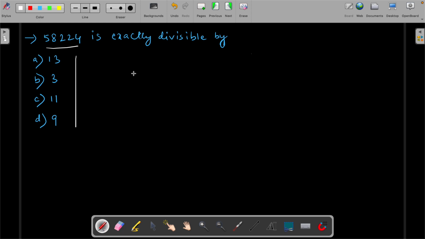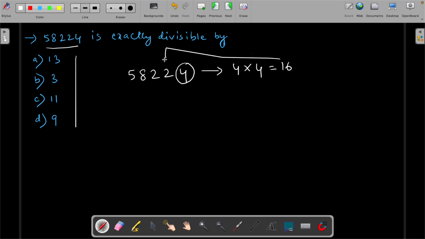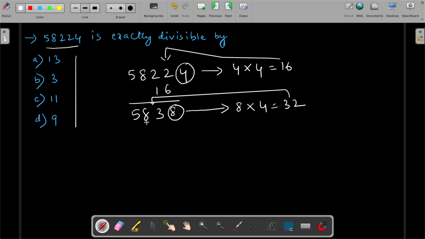The number they have given is 58224. What is the digit in the units place? 4. Multiply it with 4, you will get 16. Add it to the remaining number. You will get 5838. What is the digit in the units place in the remaining number? 8. Multiply it with 4, you will get 32. Add it to the remaining number.